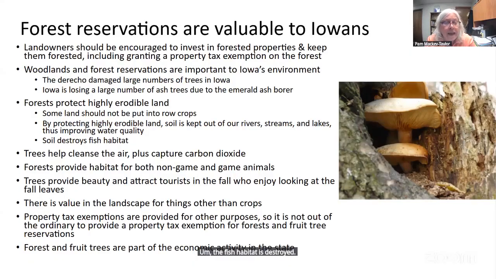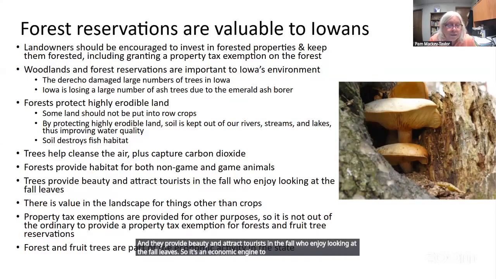Trees can help cleanse the air, and they capture carbon dioxide. Forests also provide habitat for both game and non-game animals, and they provide beauty and attract tourists in the fall who enjoy looking at the fall leaves. So it's an economic engine to a certain extent.